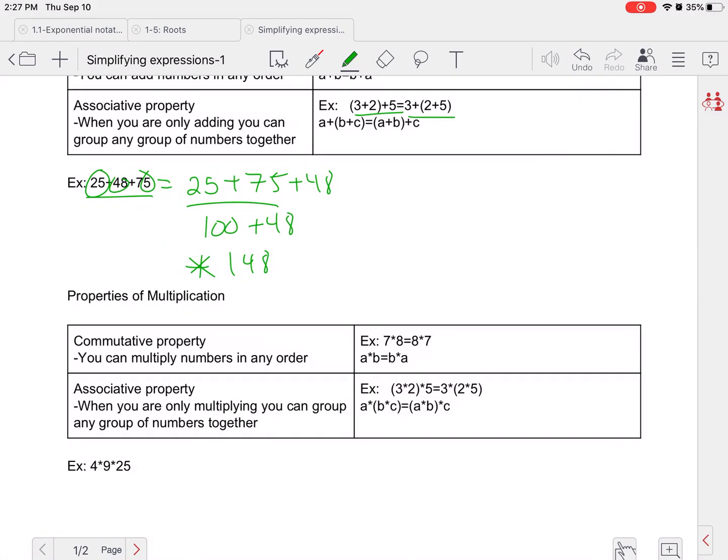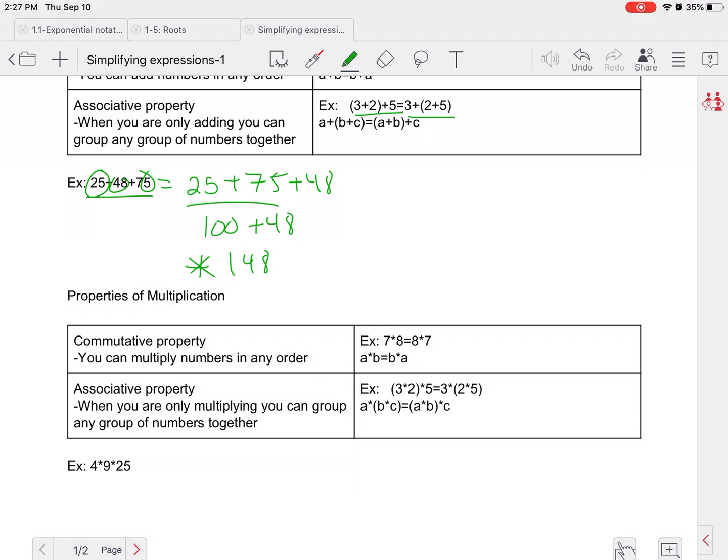Okay. Same thing applies to multiplication. We know that the commutative property means that 7 times 8 is the same as 8 times 7 in multiplication. And same thing with associative property. We can multiply numbers in different order and still get the same answer, okay, even if they're in parentheses.